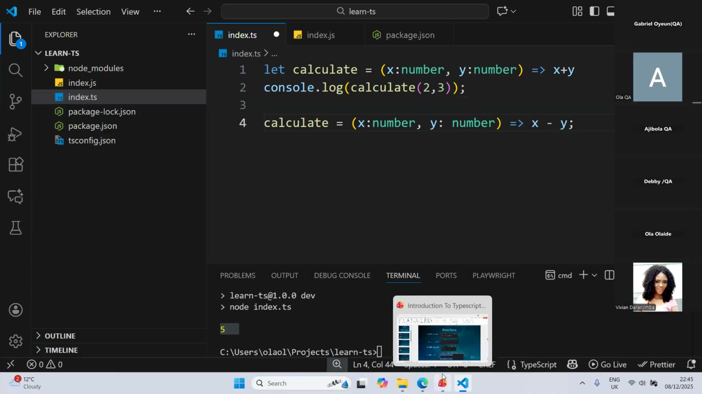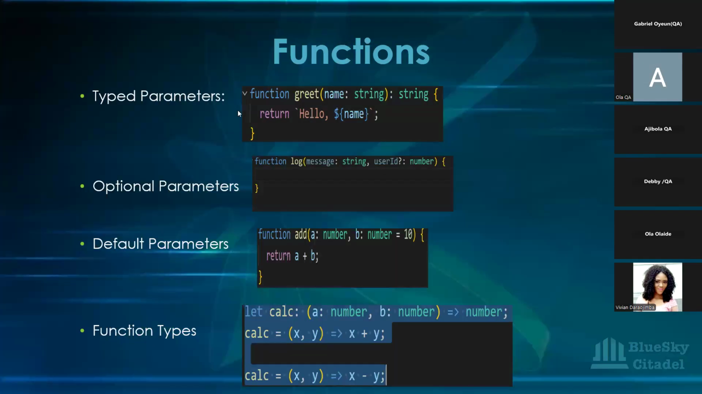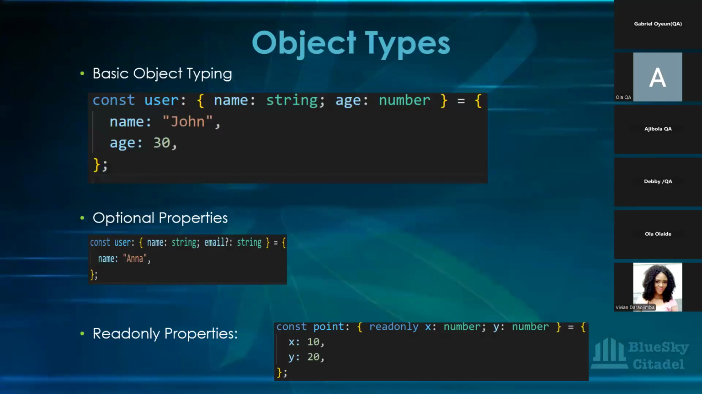Okay, so that's going to be about functions. I would continue the slides. We talked about objects, how we can store different data types in an object. The object type is a little bit interesting, but the only difference is we just need to specify a type.